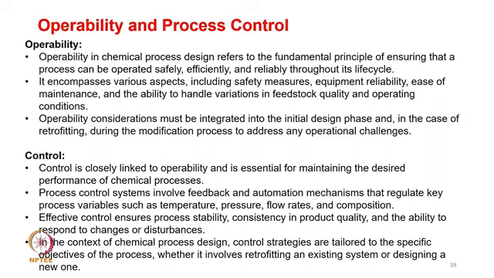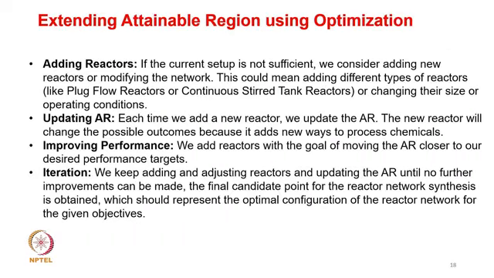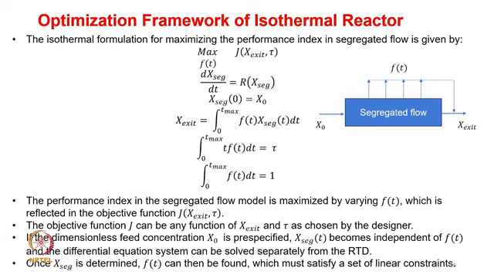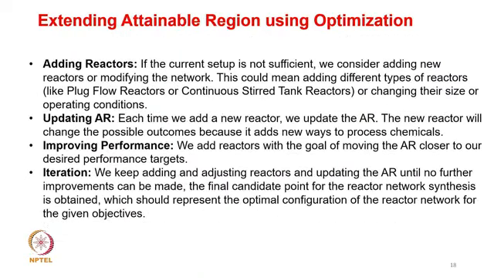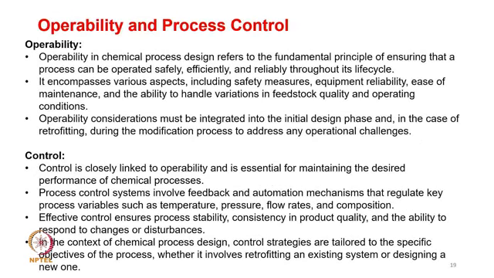Operability considerations must be integrated in the initial design phase, in case of retrofitting or during the modification of the process. If there are any changes, all these operability constraints, since you can add them as constraints in an optimization problem. So in addition to the constraints that are listed over here, you can also add the operability constraint, so that you ultimately meet the measures of safety, reliability, and what you call sustainability.